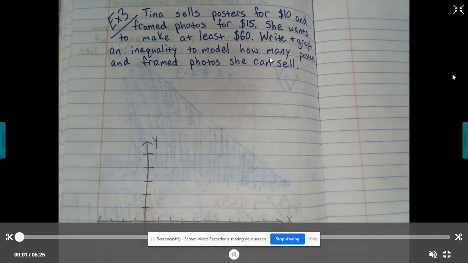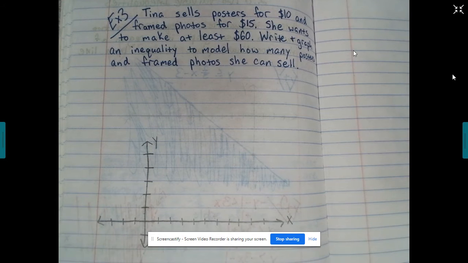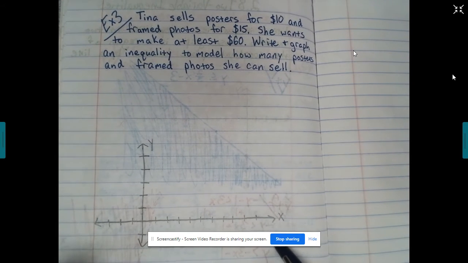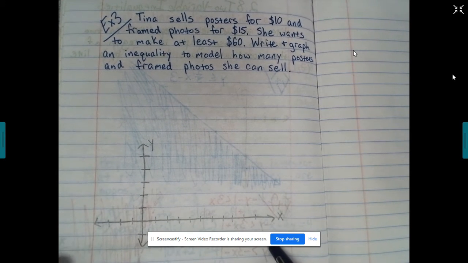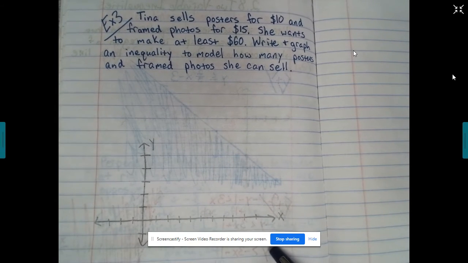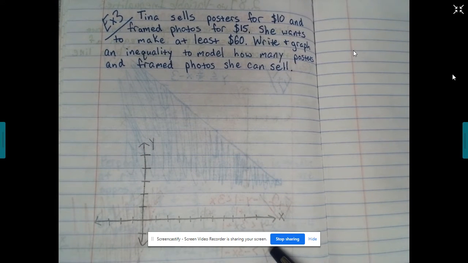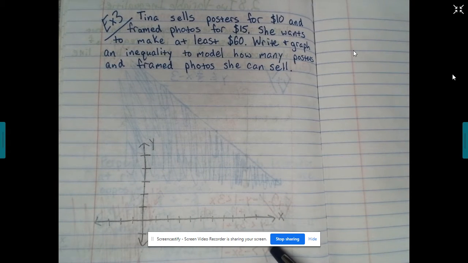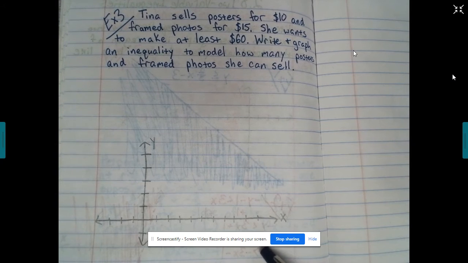Today, I'm just going to do one problem. It's going to be a word problem about our two variable inequalities, and then I'm going to look over how to check a solution. So let's dive right into example 3 here. Tina sells posters for $10 and framed photos for $15. She wants to make at least $60. Write and graph an inequality to model how many posters and framed photos she can sell.